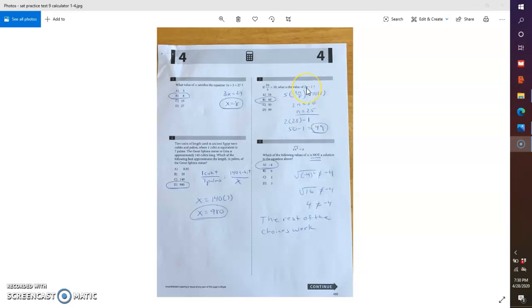And now I plug it in. Make sure you answer what they're asking. 2 times 25 is 50, minus 1 is 49, so my answer is B.